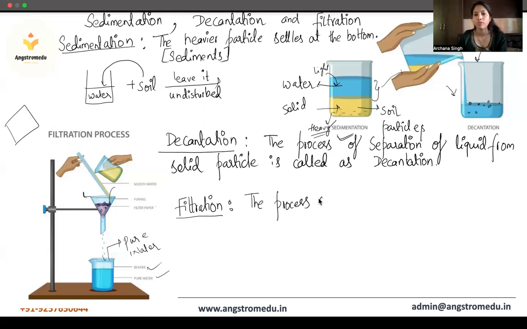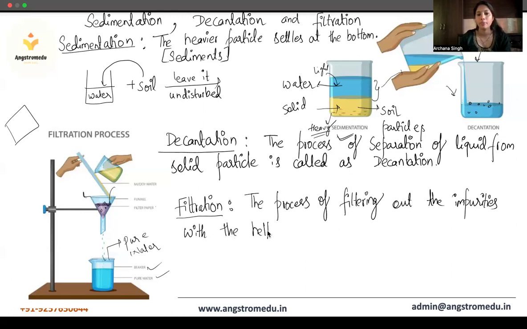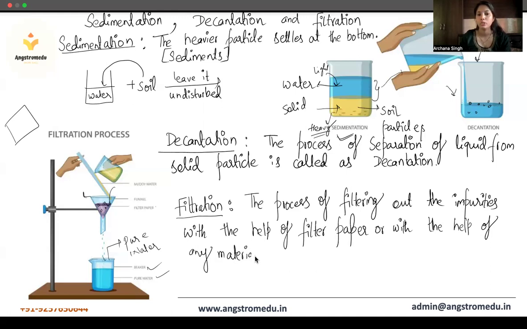So filtration is defined as the process of filtering out impurities with the help of filter paper, or with the help of any material, like your tea strainer, right? Filtering means what? You might have heard of a filter. In old times we used to say we have a filter. Now we say we have Pureit, we have RO, right? So what does this filter do? The filter helps to separate the impurities. So you are doing filtration.